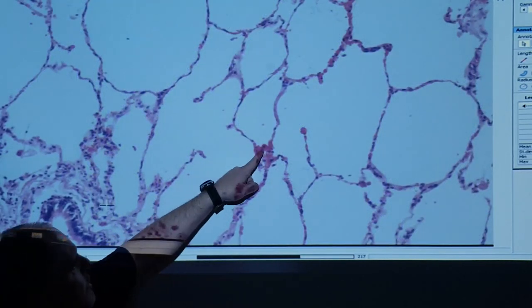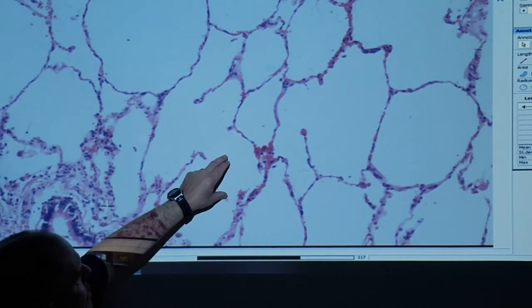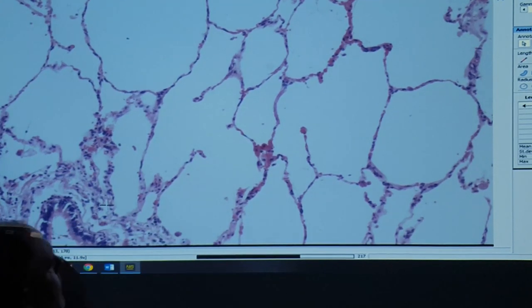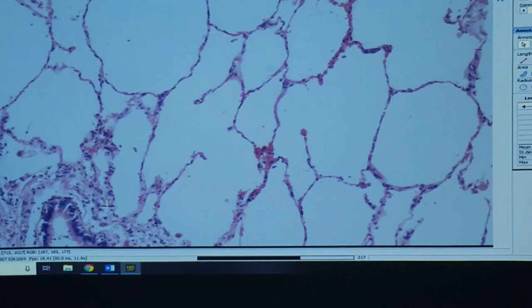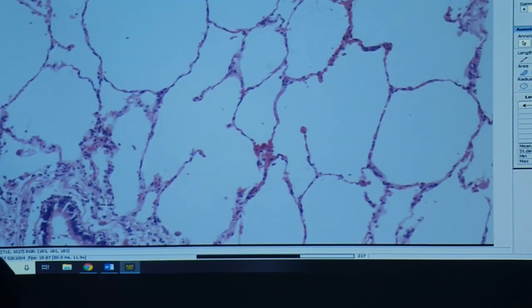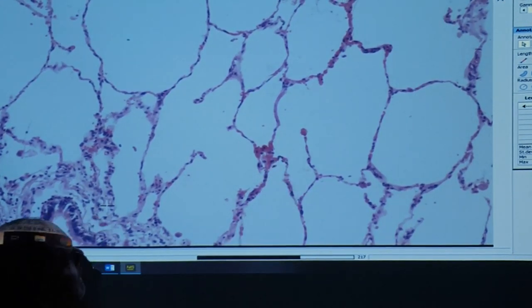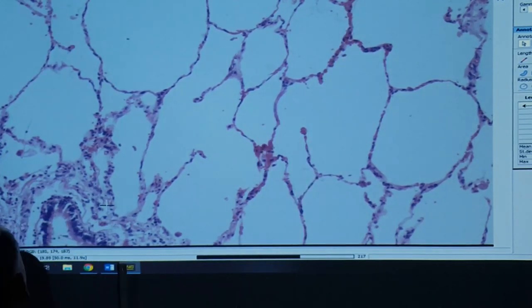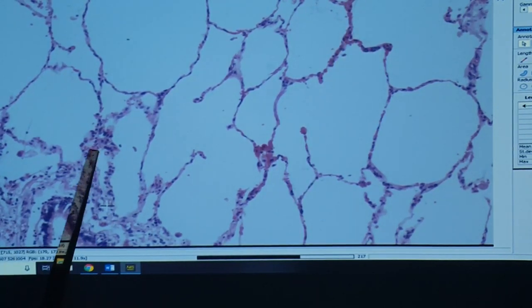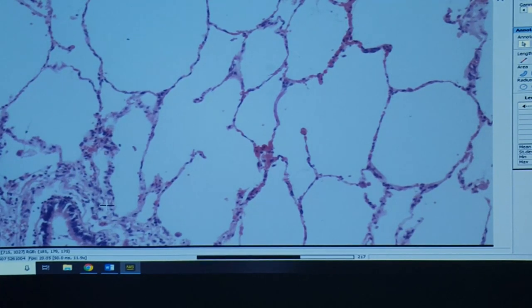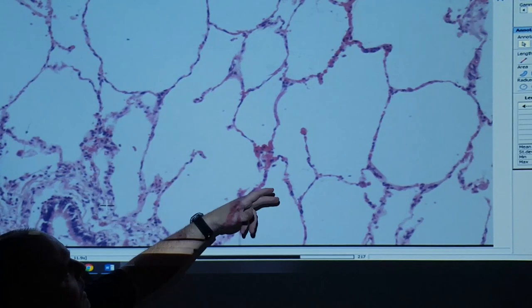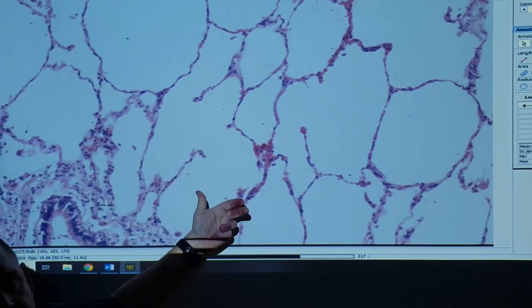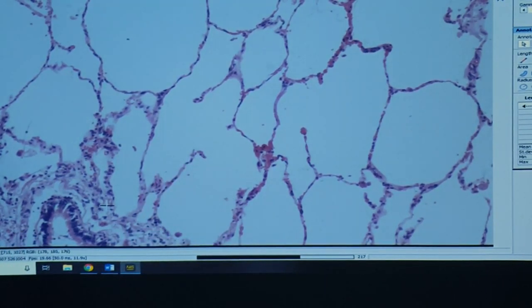So focus your attention right here at this junction of several alveoli, and you can see some red blood cells there. This is a capillary, or actually more likely a capillary bed. Here's another capillary. I can see these scattered throughout, because they contain obvious erythrocytes, red blood cells, that went here to do what? Pick up oxygen, dump off carbon dioxide.